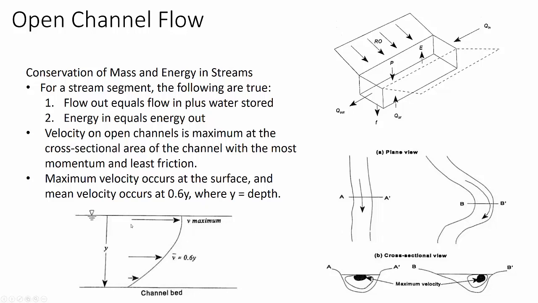Generally, we can say that the maximum velocity occurs right at the surface, or right under the surface of a cross section, like you're seeing here, and the average velocity is about 0.6 of the depth. If the depth is y, about 60% of y is where you get the average velocity of the river, if this is a velocity profile.